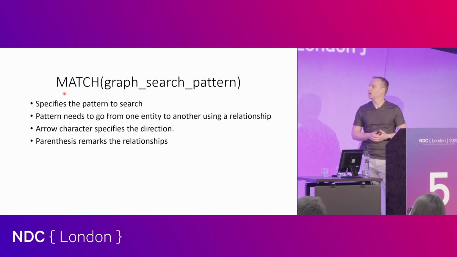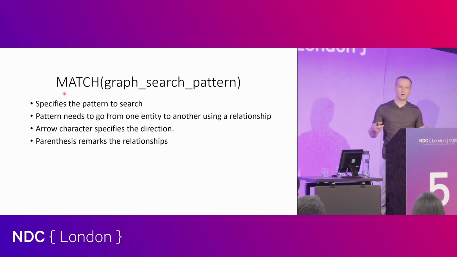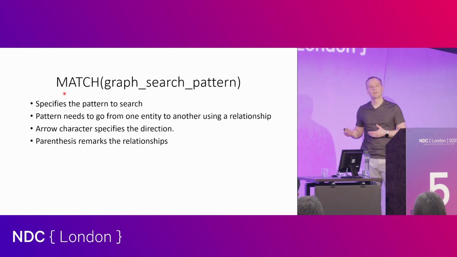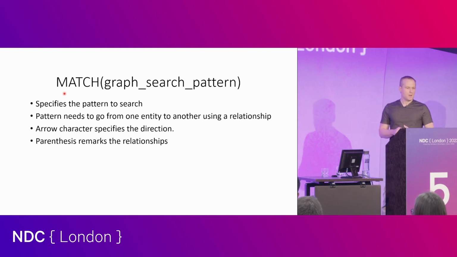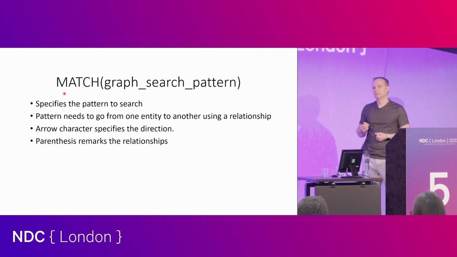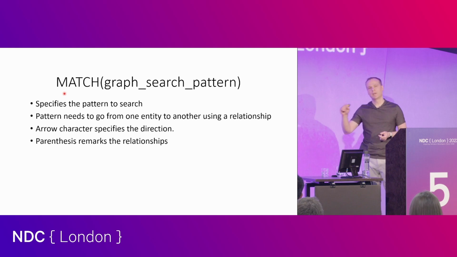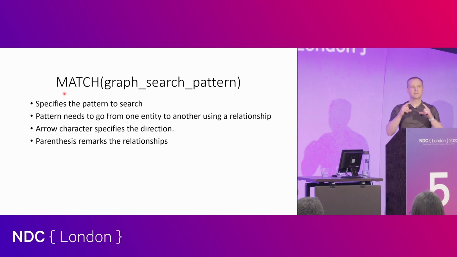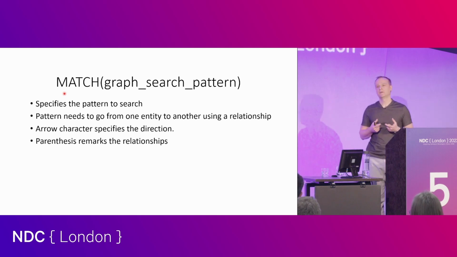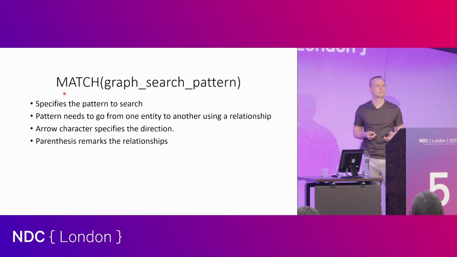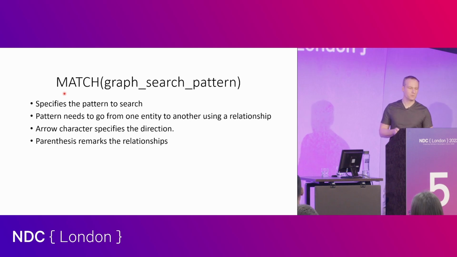One of the main functions you need to learn is the MATCH function. MATCH goes in your WHERE clause, and that's how you are searching the graph database tables. Minimum, you are going to need two entities and one relation. One entity needs to go to another entity by using a relation table. You use the arrow character to figure out which direction we are going, and parentheses to mark which table is a relation table, because it can get confusing sometimes. You might have 5 tables, 10 tables, and you might have to guess which table is a relational table. So that helps.